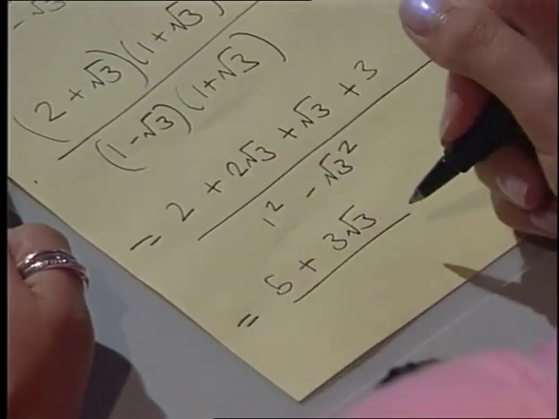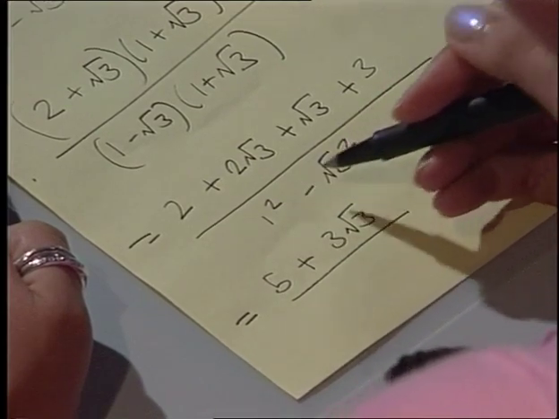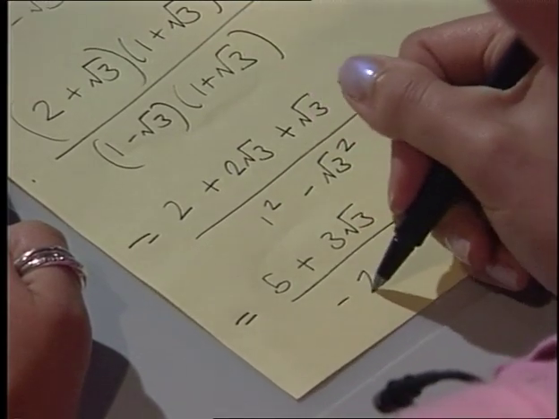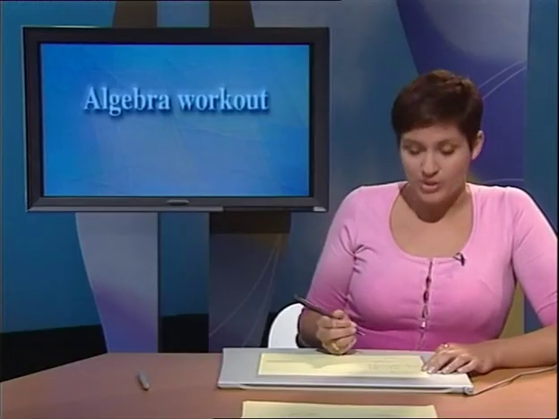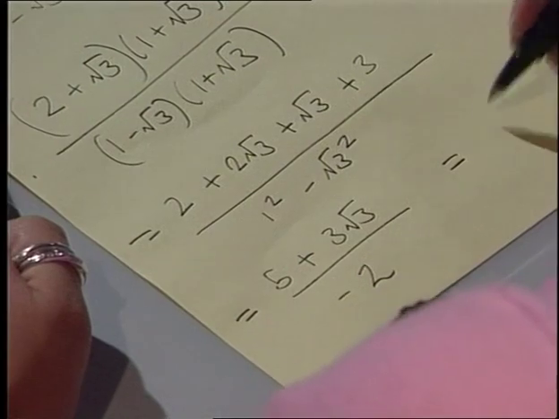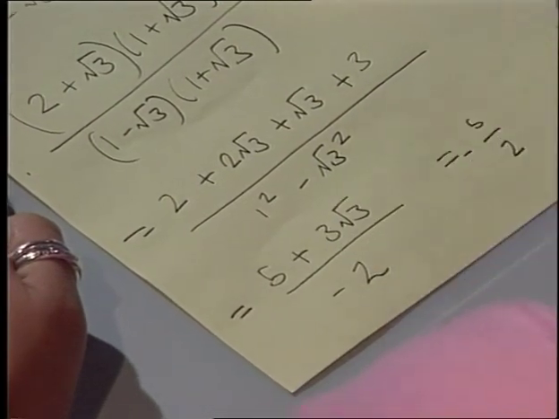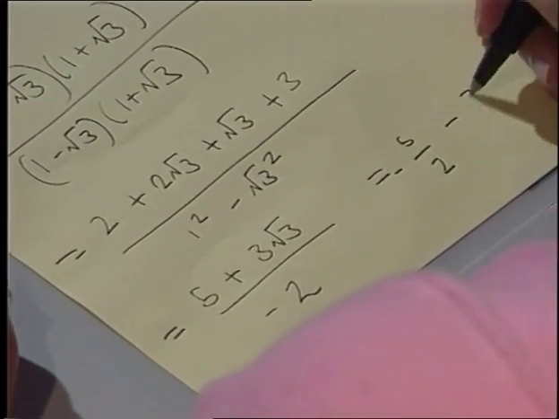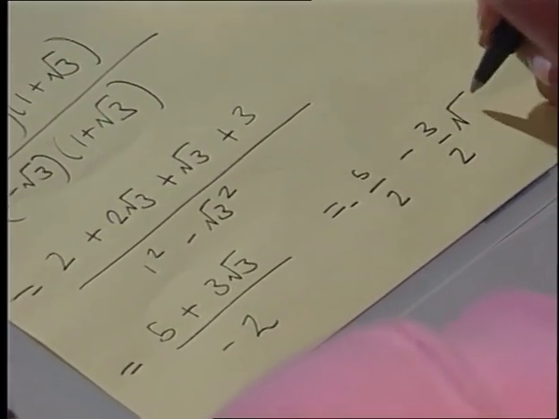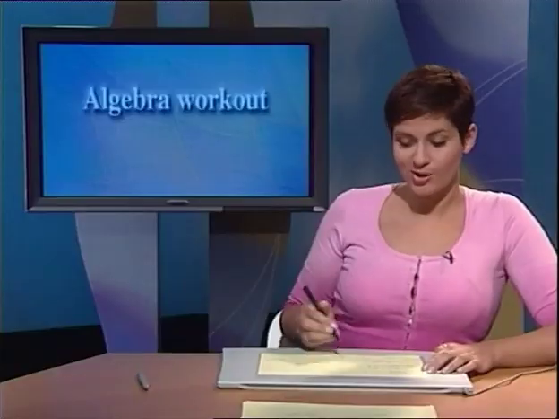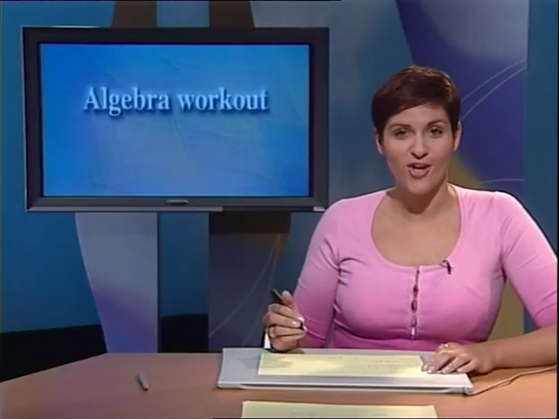And that's all over 1 squared minus root 3 squared, 1 minus 3 is minus 2. And breaking this up into two fractions, that gives me 5 over 2, and that's a minus 3 over 2 root 3, which I can see is my original right-hand side.